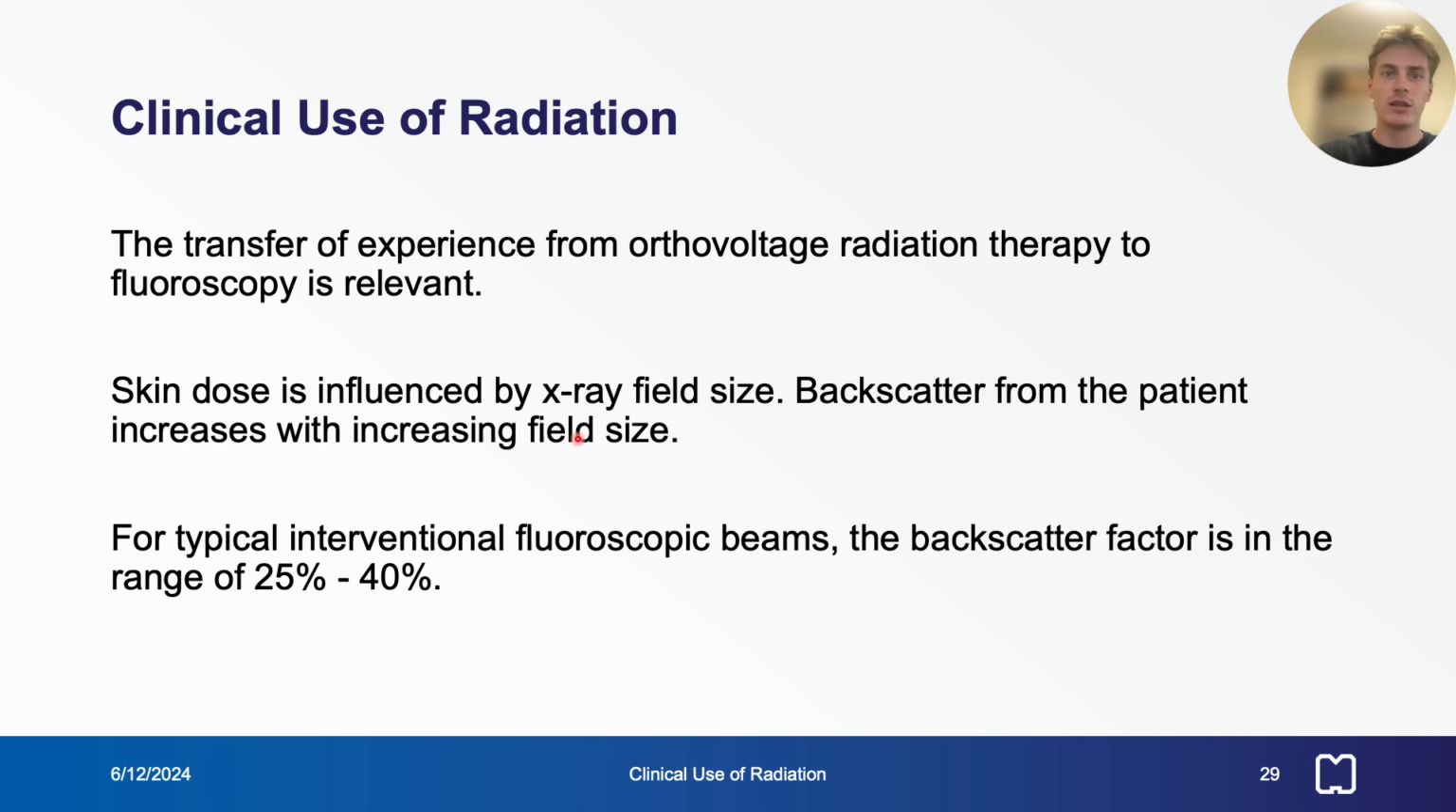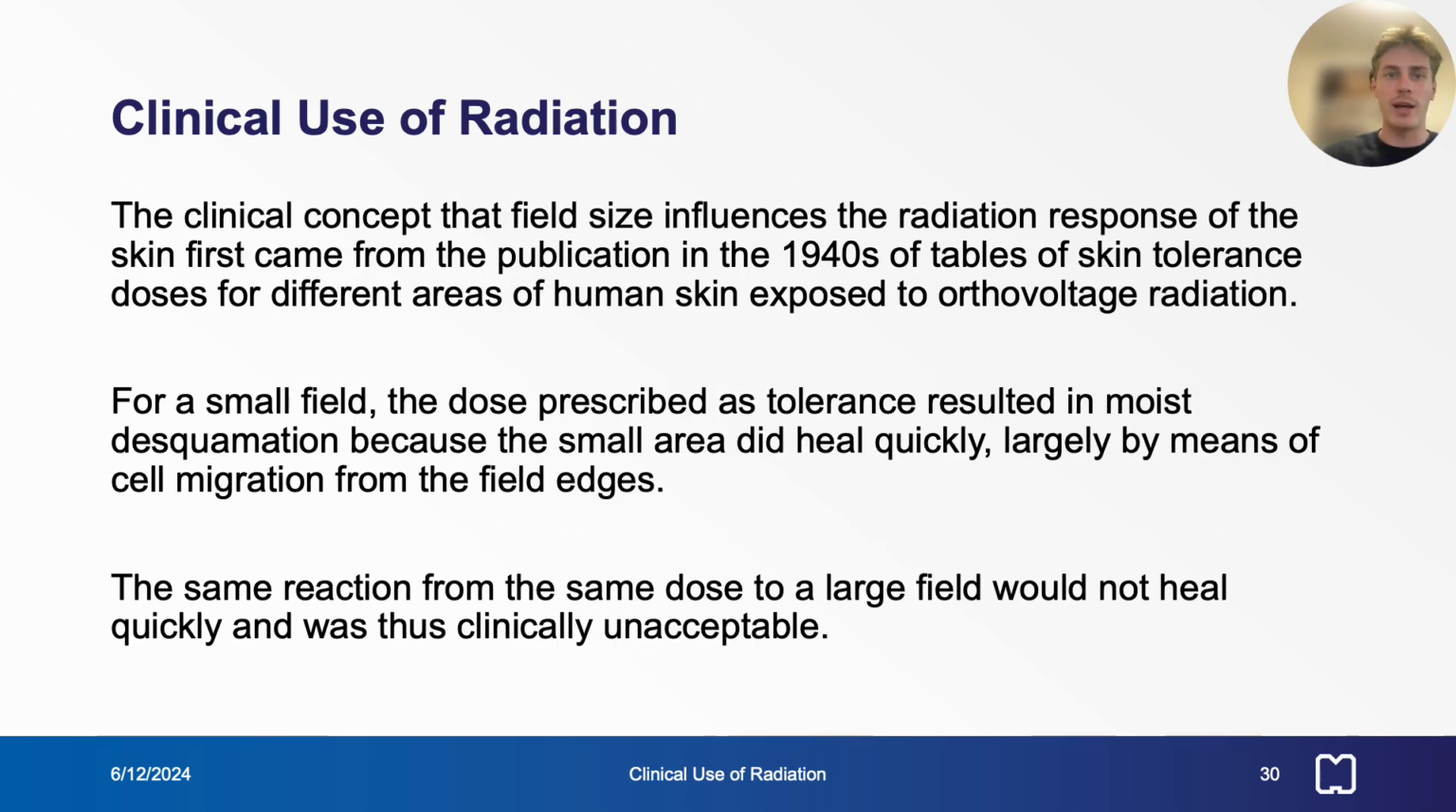Skin dose is influenced by X-ray field size, as backscatter from the patient increases with increasing field size. And for typical interventional fluoroscopic beams, the backscatter factor is in the range of 25 to 40%. The clinical concept that field size influences radiation response to the skin first came from a publication in the 1940s of tables of skin tolerance doses for different areas of human skin exposed to orthovoltage radiation.